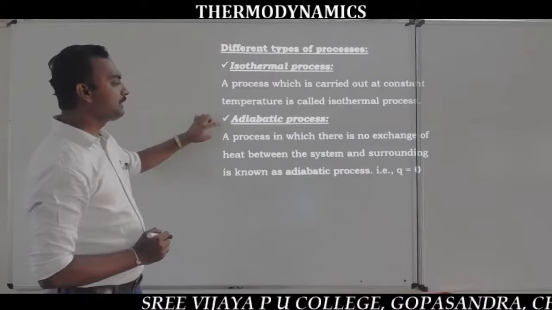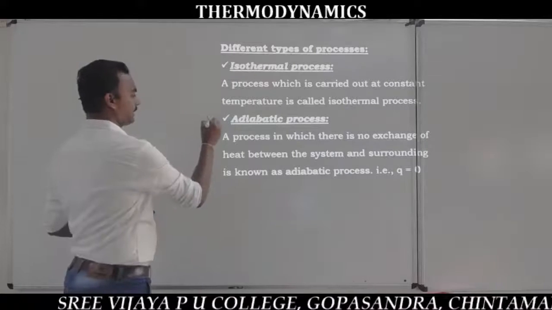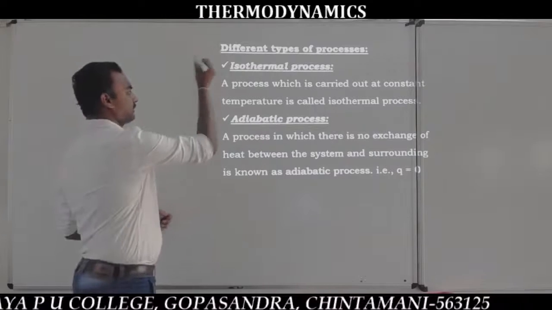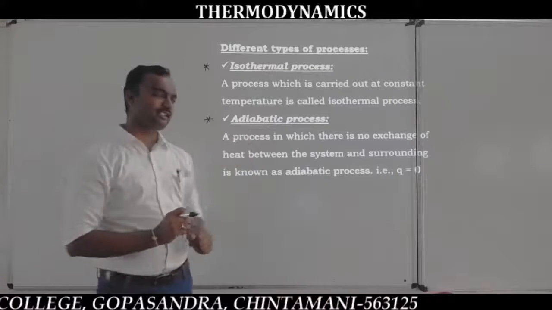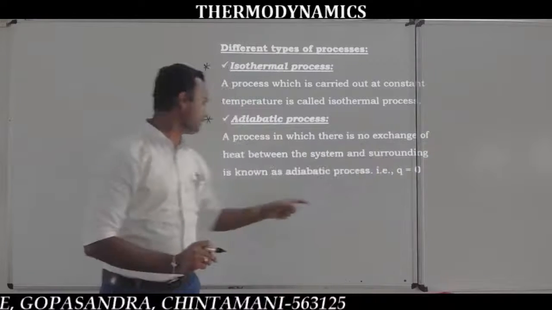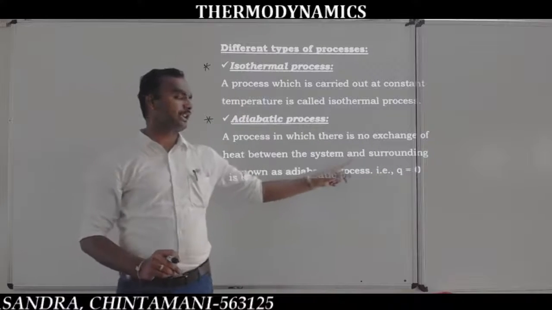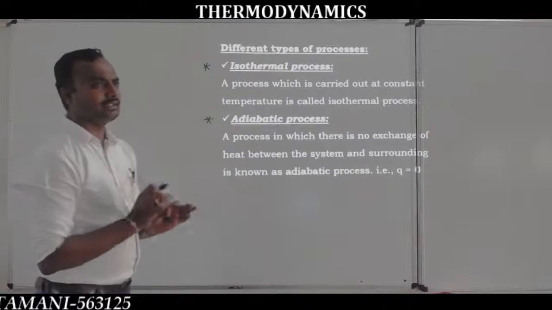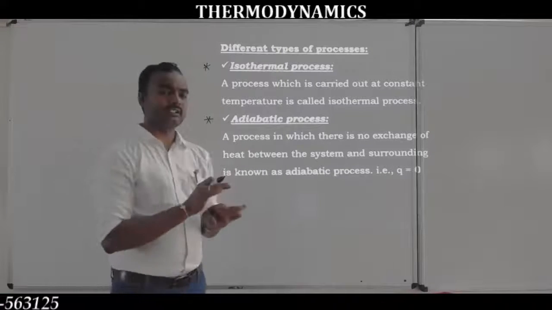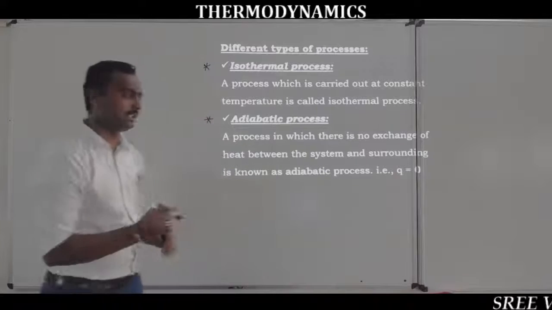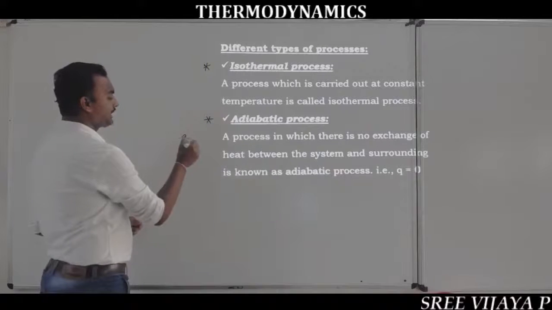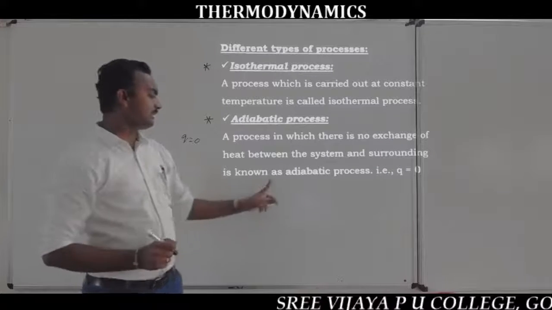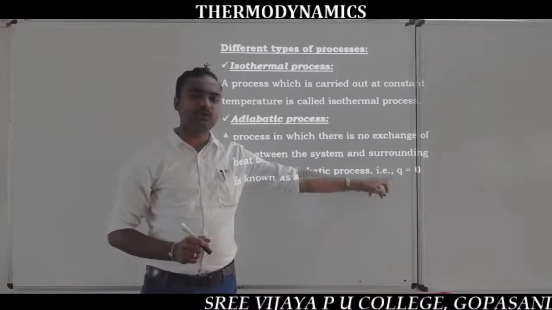That is in the case of isothermal process. Then what is the meaning of adiabatic? This is a very important process, the adiabatic process. Adiabatic process is nothing but no exchange of heat between system and surroundings. In an adiabatic process, no heat is exchanged between the system and surroundings. So we take Q is equal to 0. Q is nothing but heat. So in the case of the adiabatic process, Q is equal to 0.